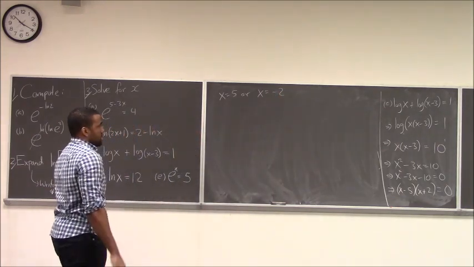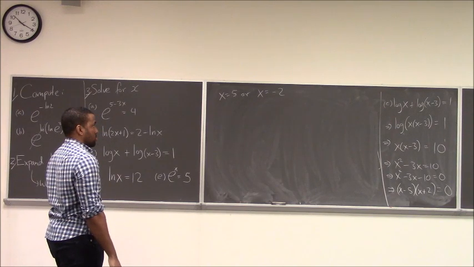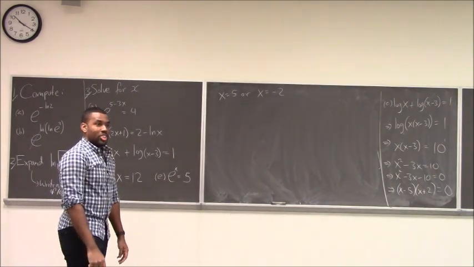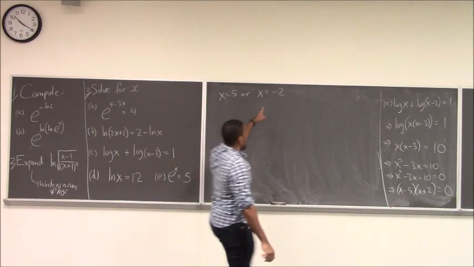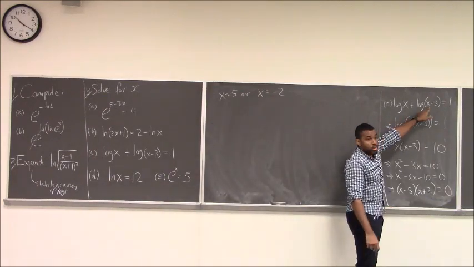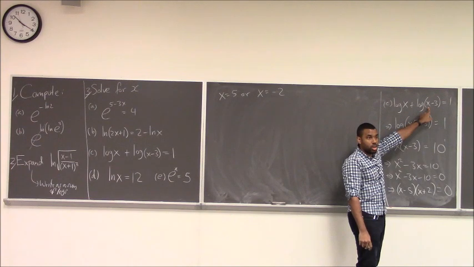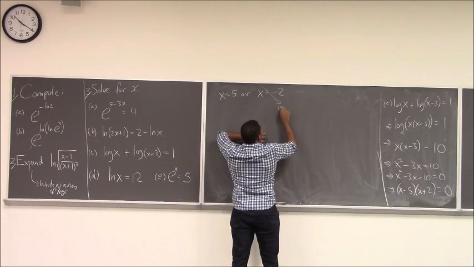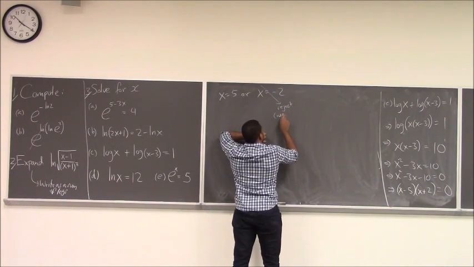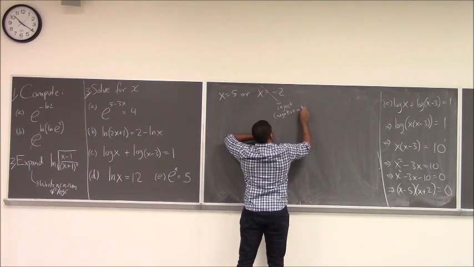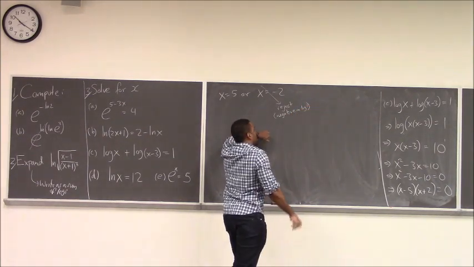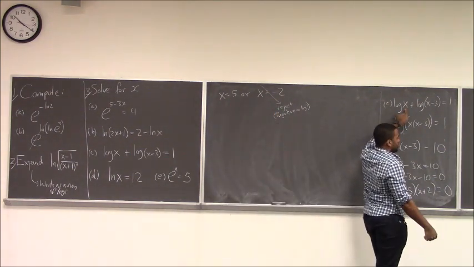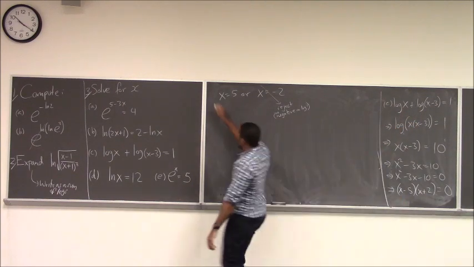Now, is that the answer? No, there's a problem. The negative 2 is a problem, right? Notice in our original, we had log of x minus 3. If I plug in a minus 2 here, that's log of minus 5. We can't have logs of negatives, so this you would reject. No negative in the log. If x is 5, 5 here is okay. 5 here is also okay. So the answer is just x equals 5.